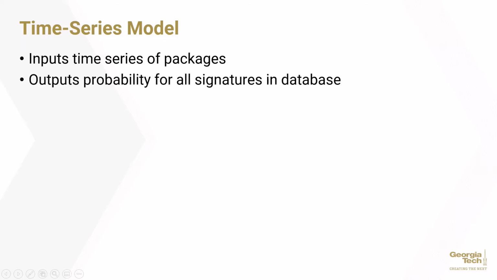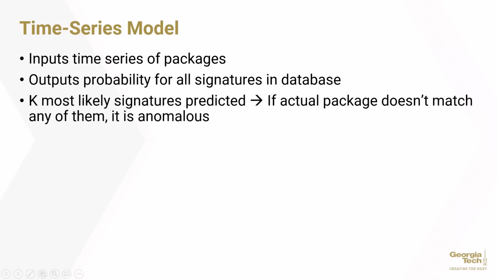And so looking at how these are combined into the time series part of the intrusion detection framework, it starts with an input of time series packages. So not just an individual package, a sequence of packages in order. And it outputs a probability for all the signatures in our signature database. So say we have S signatures in our signature database, it's going to have a probability associated with each one of those signatures. And then the model takes the K most likely signatures and it compares the actual package to them. And if the package isn't part of those K most probable signatures, then that package is considered to be anomalous.